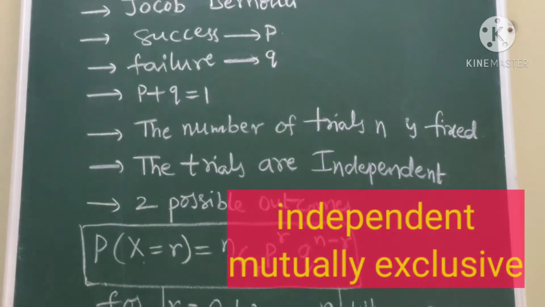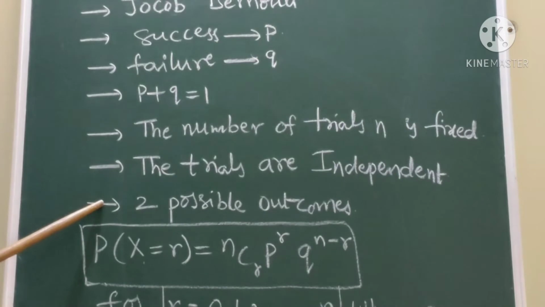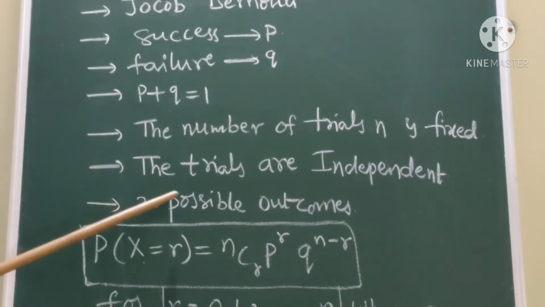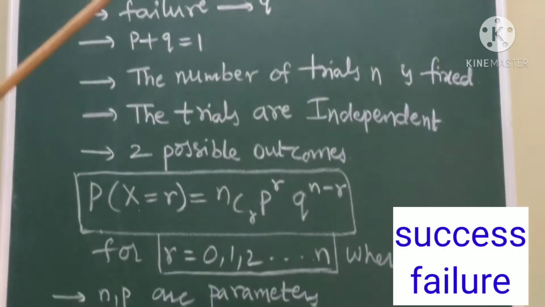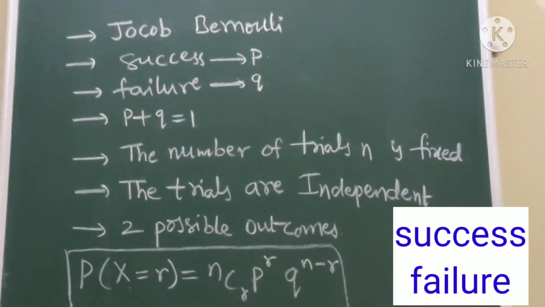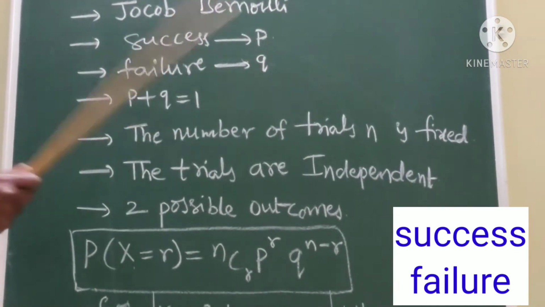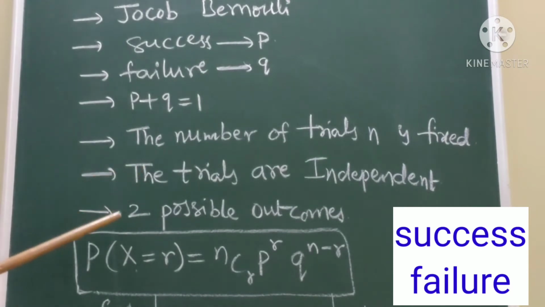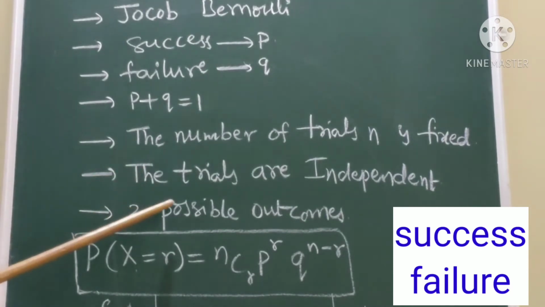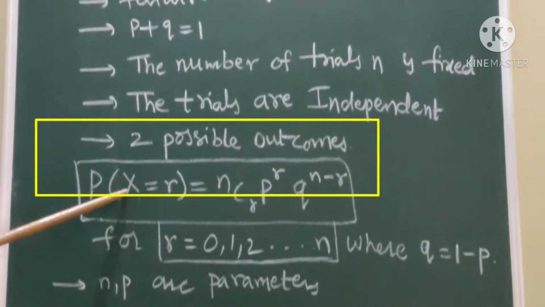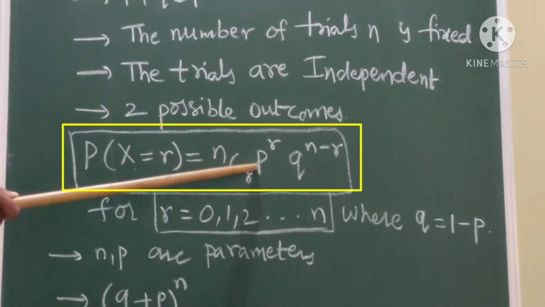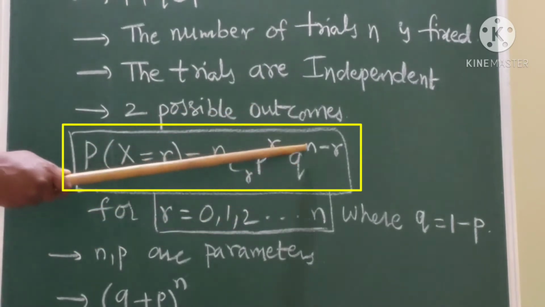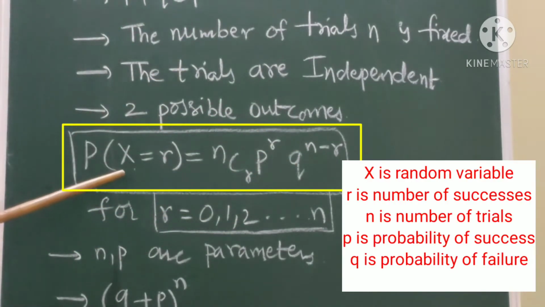And next point, in any random experiment there must be two possible outcomes: success or failure. We already know that the probability of success is P and the probability of failure is Q. So in the binomial distribution there are only two possible outcomes. P of capital X equal to R is equal to NCR into P to the power of R into Q to the power of N minus R, which is called a binomial distribution.